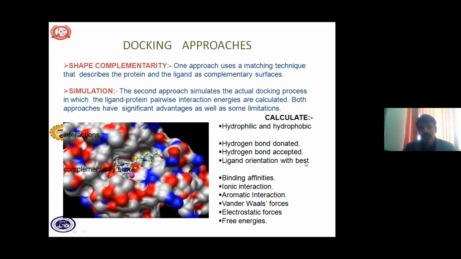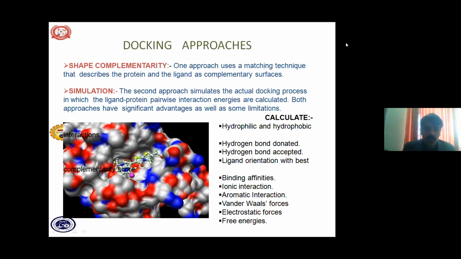Next, what are the docking approaches? The first is called shape complementarity. It is a machine technique that describes the protein and the ligand as complementary surfaces. For the simulation studies, I already told you, the interaction and complementarity scores come out. The second approach simulates the actual docking process, in which the ligand-protein pairwise interaction energies are calculated. So all the energies are calculated. Both approaches have significant advantages as well as limitations.